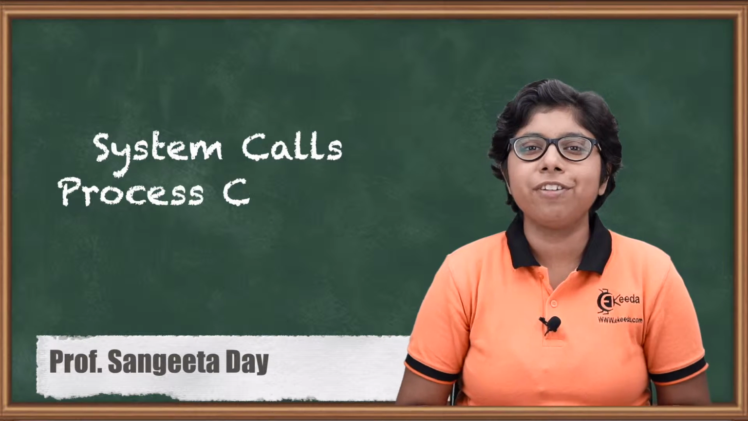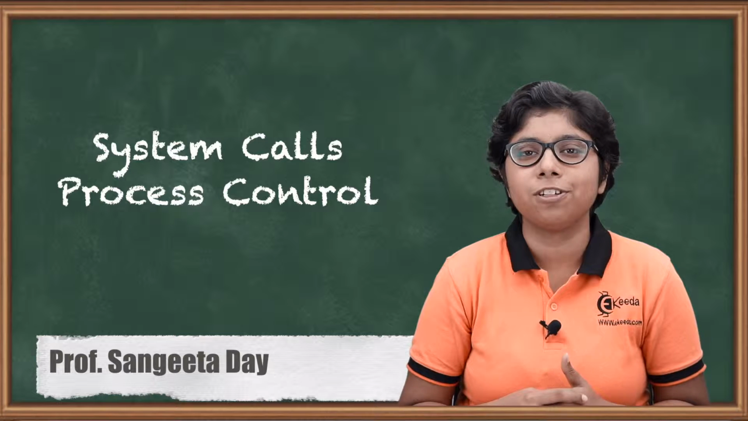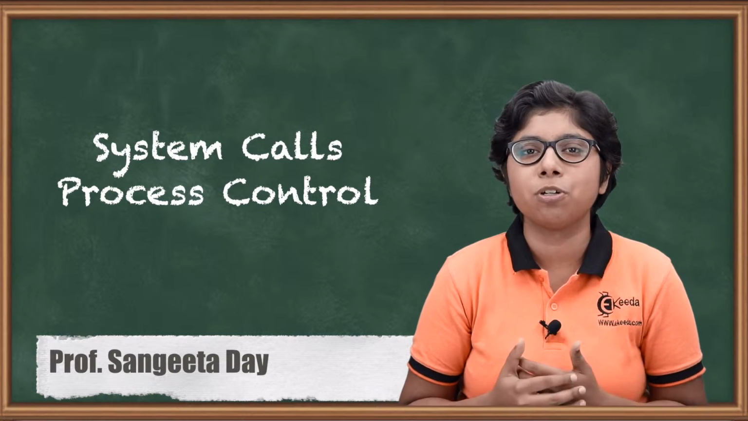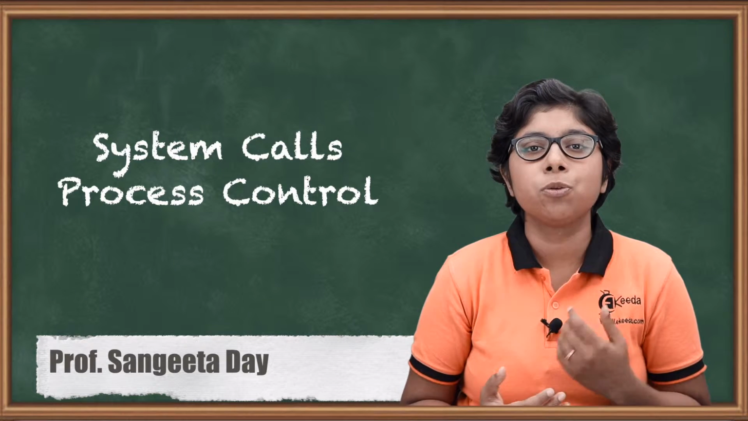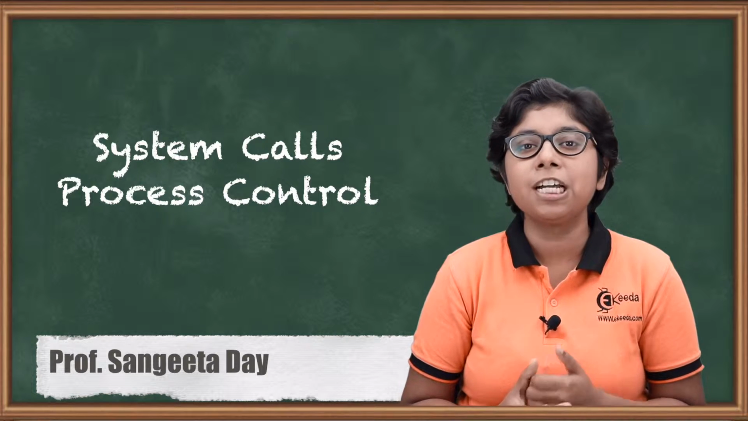Hello friends, today we are going to discuss what a system call is and the first type of system call, that is process control. Here we will discuss the various system calls to wait for a process and to create a process, and how a process executes in a single tasking environment and a multitasking environment.